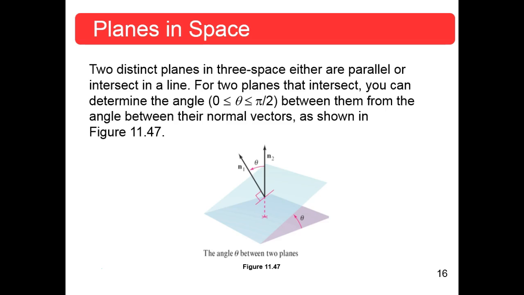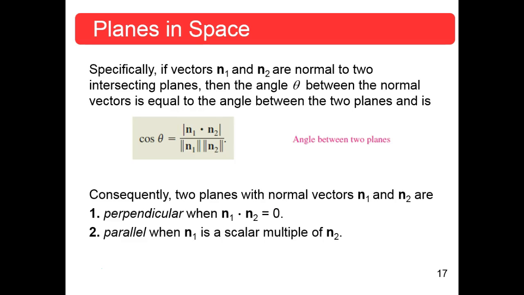And how do you think we get that? Well, it's either going to be a dot product or a cross product. I think the dot product's easier, and sure enough, that's what we have. Specifically, if the vectors n1 and n2 are normal to the 2 intersecting planes, then the angle theta between those normal vectors is equal to the angle between the 2 planes. And just to get a reminder of this, the dot product of 2 vectors is the magnitude of one times the magnitude of the other times the cosine of the angle in between. So that's where that comes from.